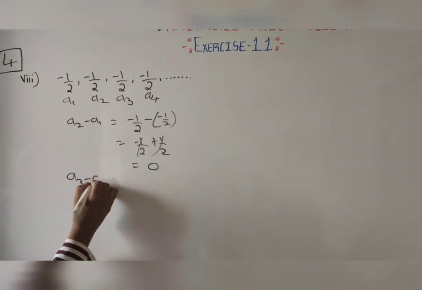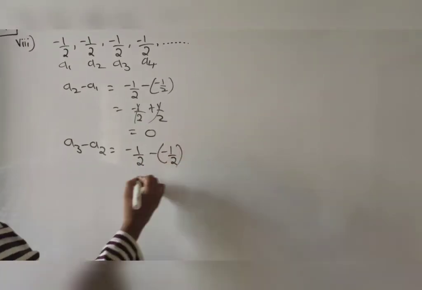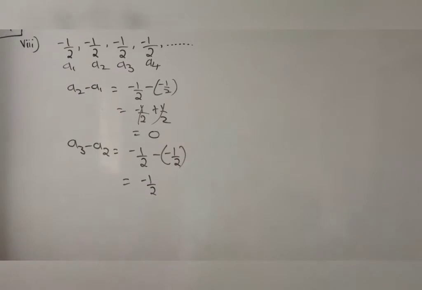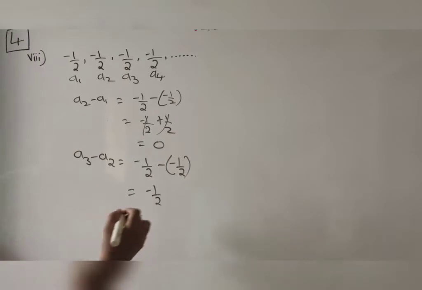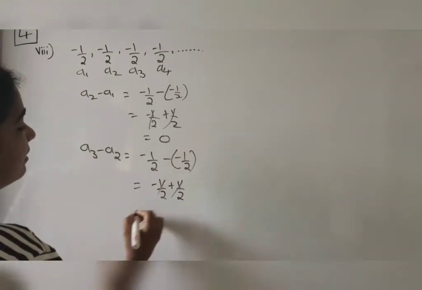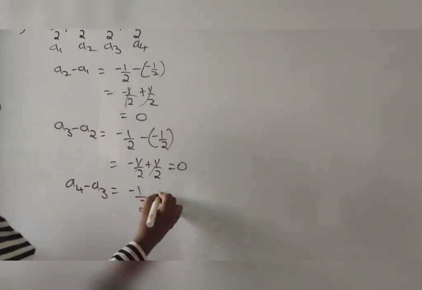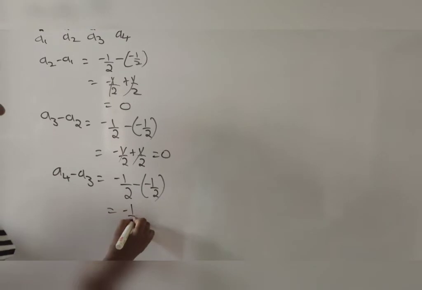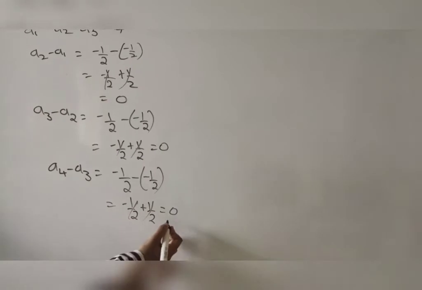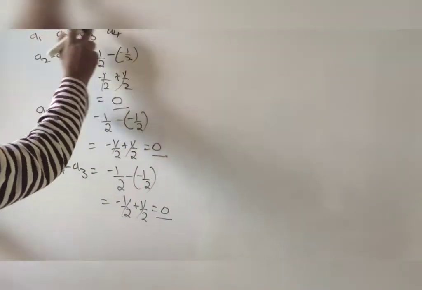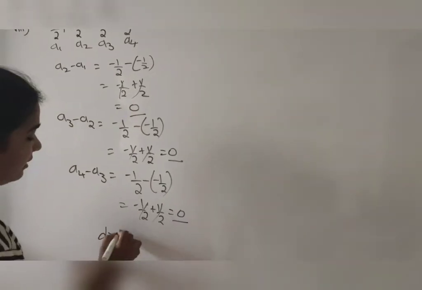Now A3 minus A2. Again A3 is minus 1 by 2, minus 1 by 2, plus 1 by 2, again if you cancel, again you are getting 0. A4 minus A3, minus 1 by 2 minus of minus 1 by 2, again you are getting plus 1 by 2, which you can cancel and write 0. See now, all the common differences are same here. Therefore the list of numbers is an AP. Now common difference is equal to 0.